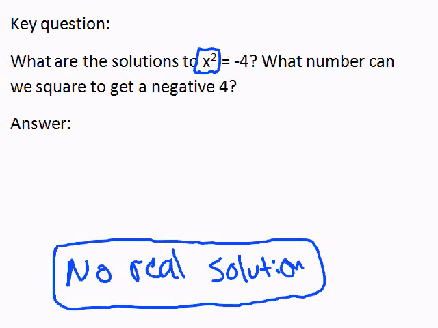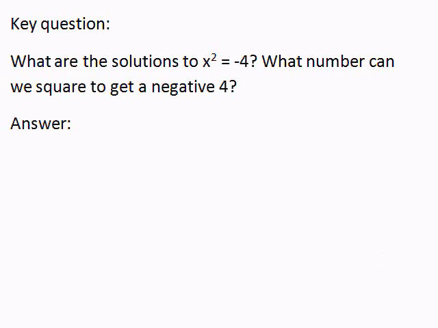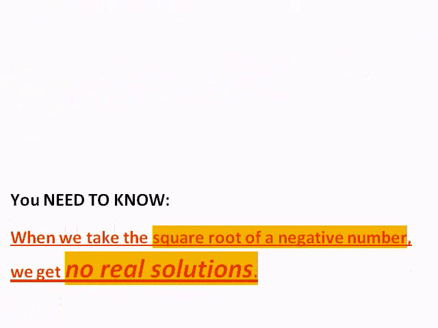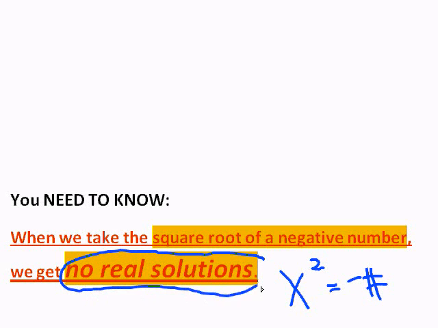What you need to take away from this is that when we take the square root of a negative number, we get no real solutions. So when we're solving an equation and there's a negative number on the other side, if it looks like this, x squared equals any negative number, you're just going to write down that there are no real solutions.